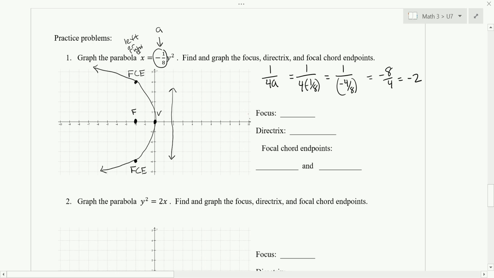And then we go ahead, I'll put D for my directrix here as well. So my focus is going to be at the point negative 2, 0. My directrix is a line, so you better give an equation of a line. What is it? Is it x equals 2 or y equals 2? It's x equals 2. Vertical, this time, careful. Vertical lines are x equals. Focal chord endpoints, we have 2 of them. The one on the bottom, I'll start with, is at negative 2, negative 4. The one on the top is at negative 2, positive 4.